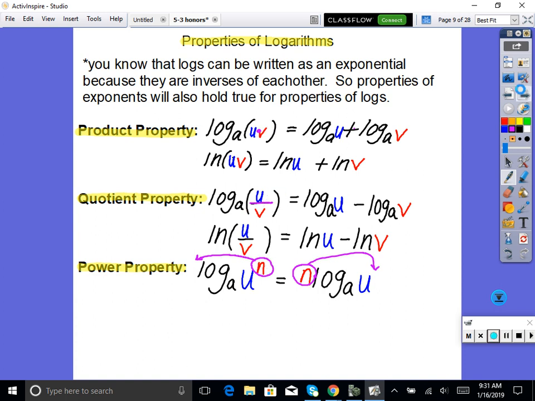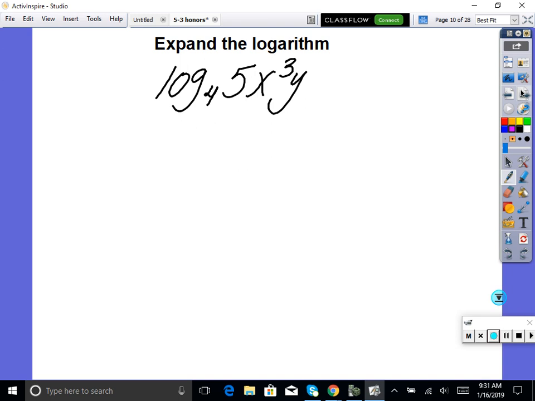Okay, so let's now answer. It says expand the logarithm. That means break this apart. So just a reminder, times signs are addition signs, correct? Divide signs are subtraction signs. So right here, do not think that 5 and x cubed are connected. These are times signs. Times signs get split apart by addition signs.